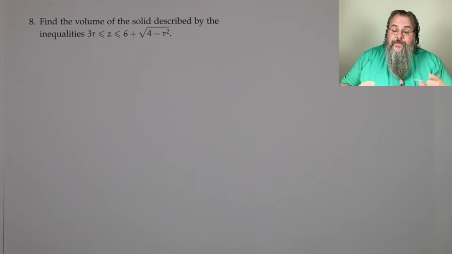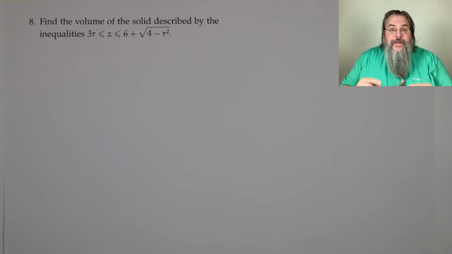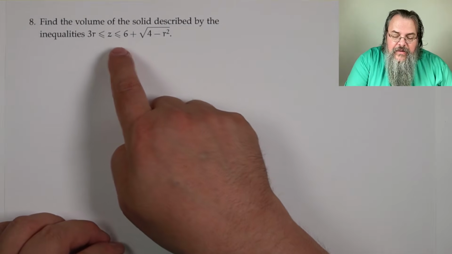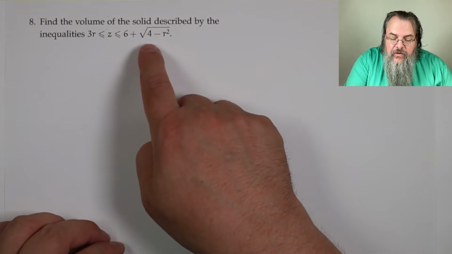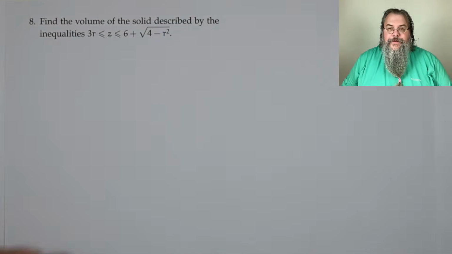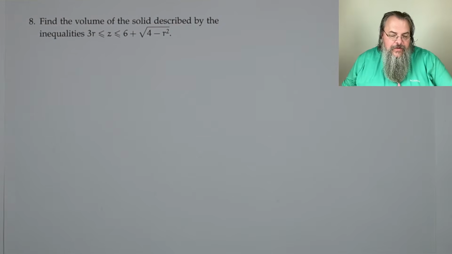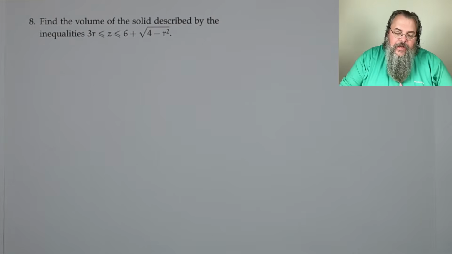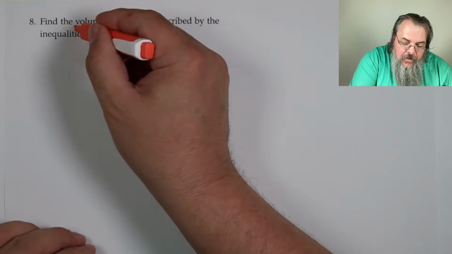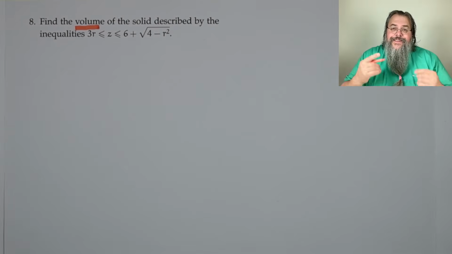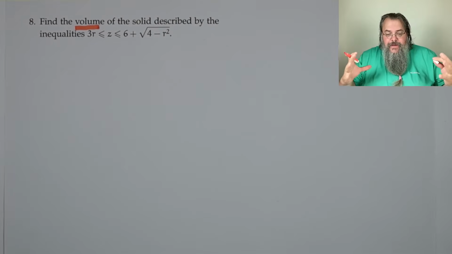Find the volume of the solid described by the inequalities 3r is less than or equal to z is less than or equal to 6 plus square root 4 minus r squared. All right. Now, there's a couple of things that we see going on here. We see the word volume. And we say, okay, volume is like a three-dimensional thing. Okay, so we know we're in 3 dimensions.